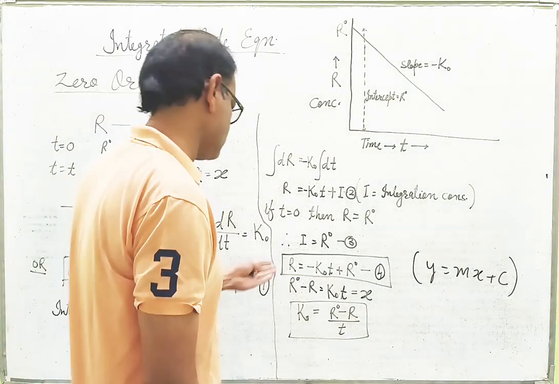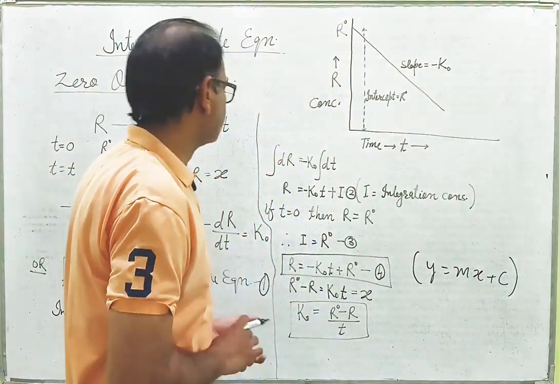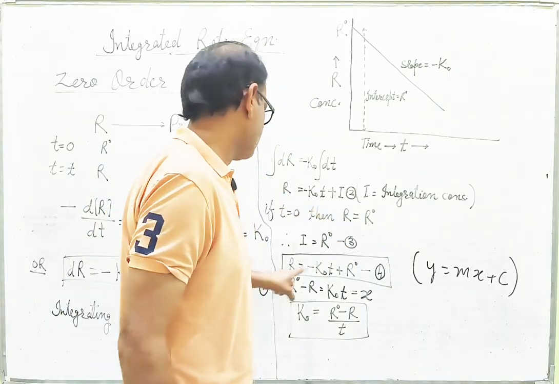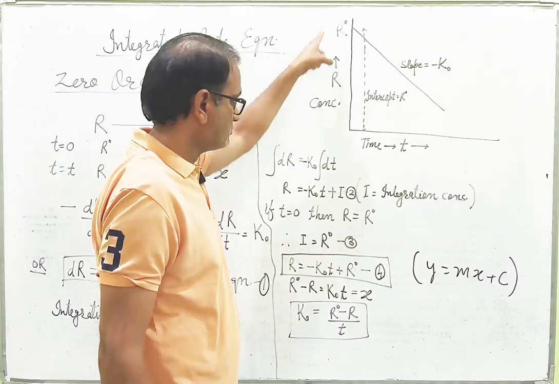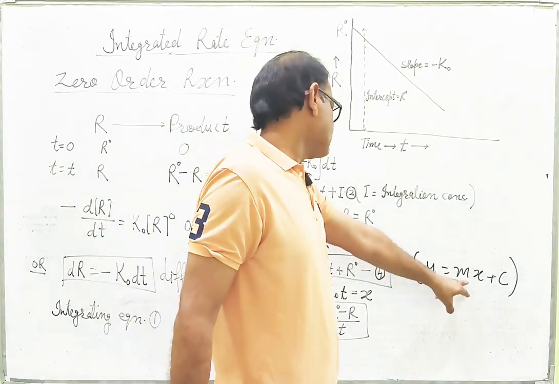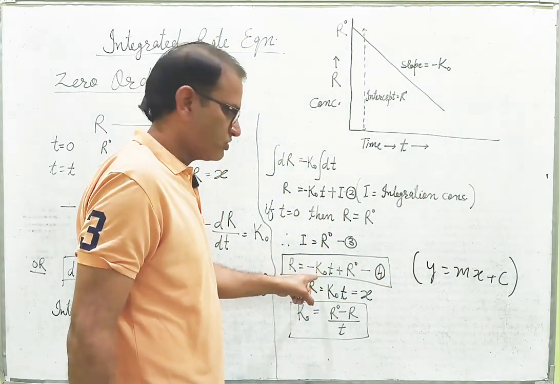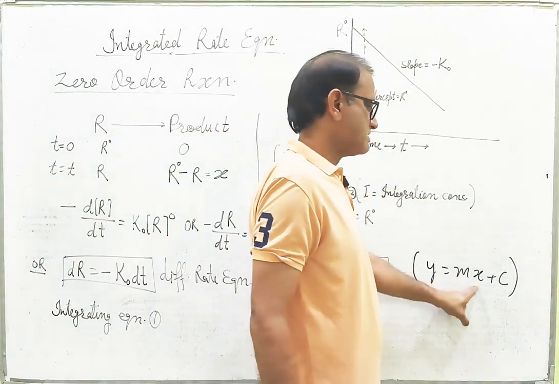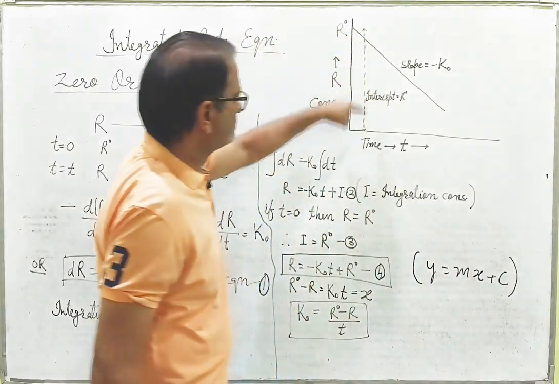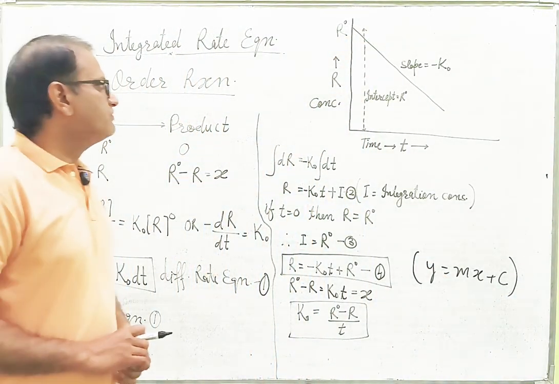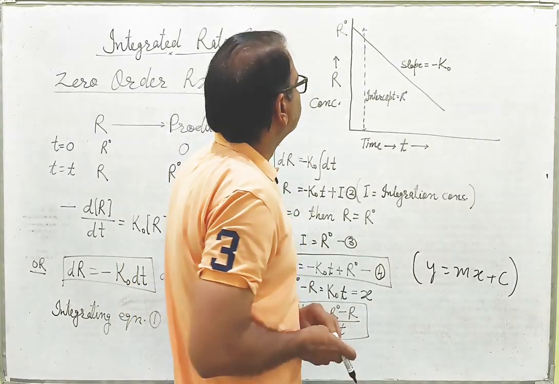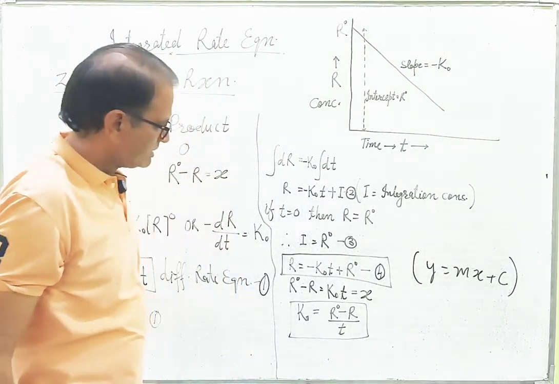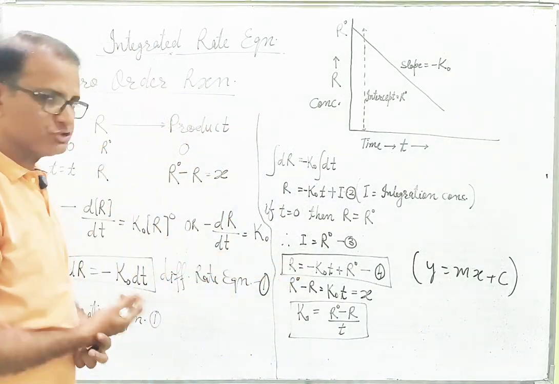So from this straight line equation, if we plot a graph between concentration, that is y is R, concentration over the y axis, and mx, m means K0 here, and x means t, time, which we are taking on the x axis, and plus c, that is the intercept. If we plot a graph between R and time, then we will get a slope like this, that is a negative slope. Why negative slope? Because we can see here minus K0 t.